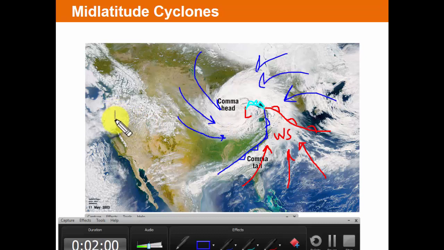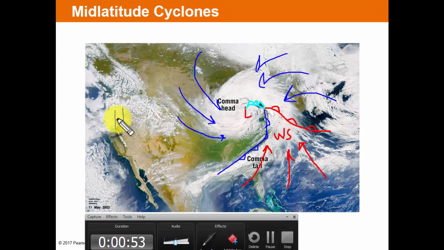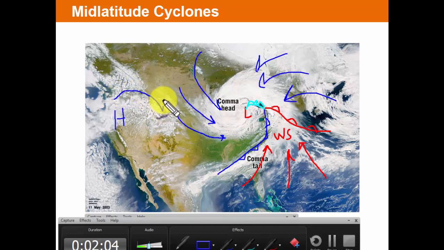And back here somewhere, there's a big area of high pressure in which the winds are blowing clockwise and outward. And again, the two are connected together. That's where your air is coming from.